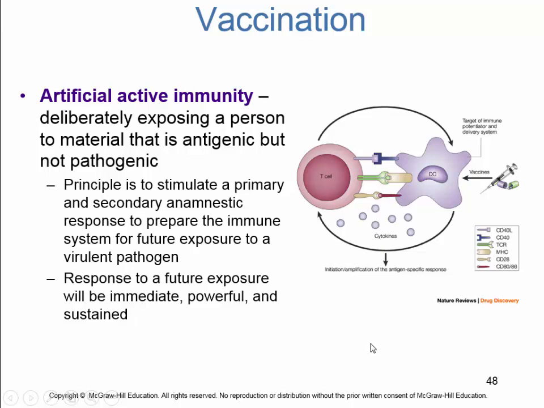As a consequence, we do have inflammation. We will have an inflammatory cascade that takes place as those antigens are being processed. This immune development is often very immediate, powerful, and sustained.